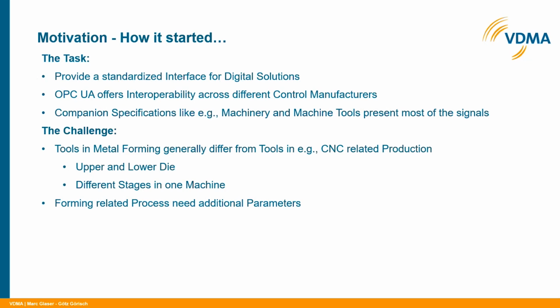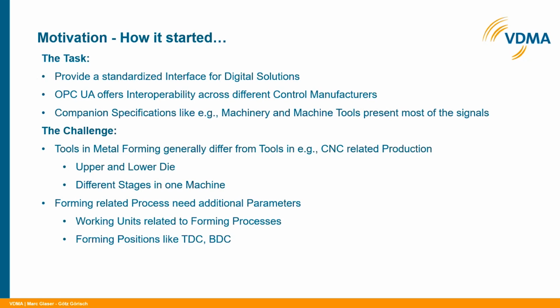Another point that we consider through our brainstorming was, okay, we want to display and monitor those forming related process values, and we do need some additional parameters. We have so many working units that are closely related to the forming process, like, for example, a hydraulic unit, a cooling unit, a power unit, or the slide itself with the forming unit.